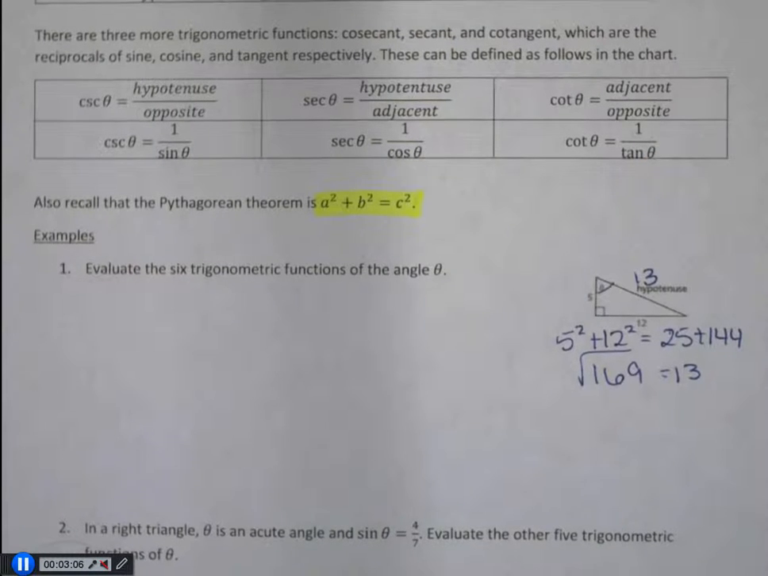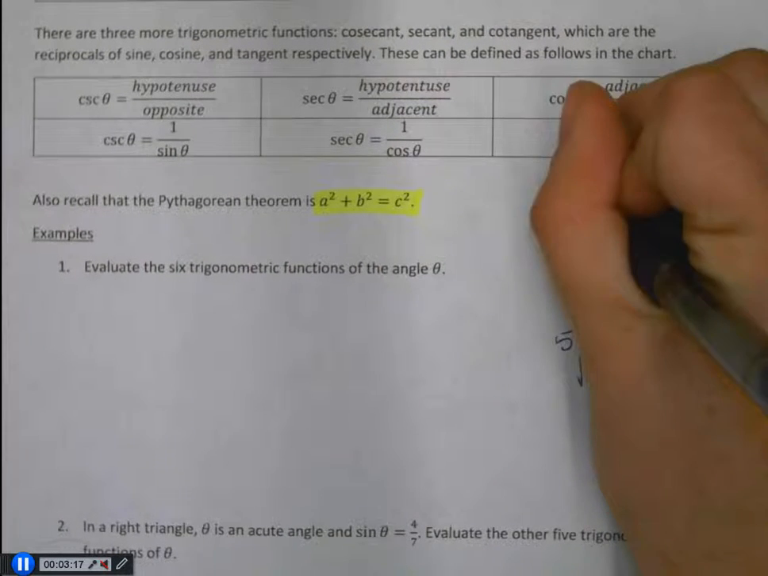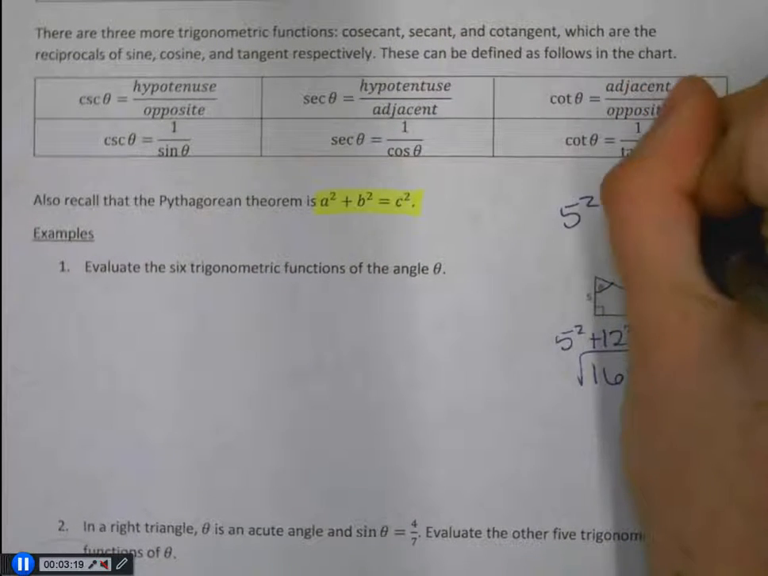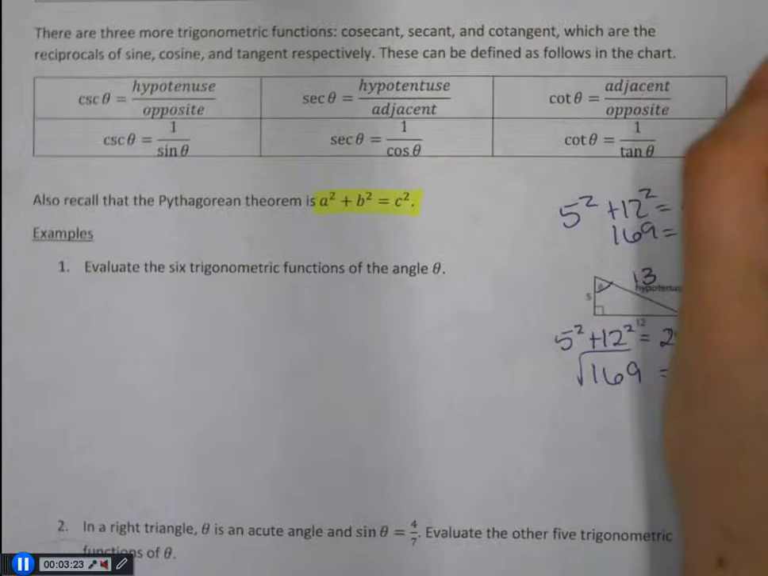This question wants me to find my 6 trig functions. Because the formula is a squared plus b squared equals c squared. So what I did is I have 5 squared plus 12 squared equals c squared. So when I got the 169, it equaled c squared.